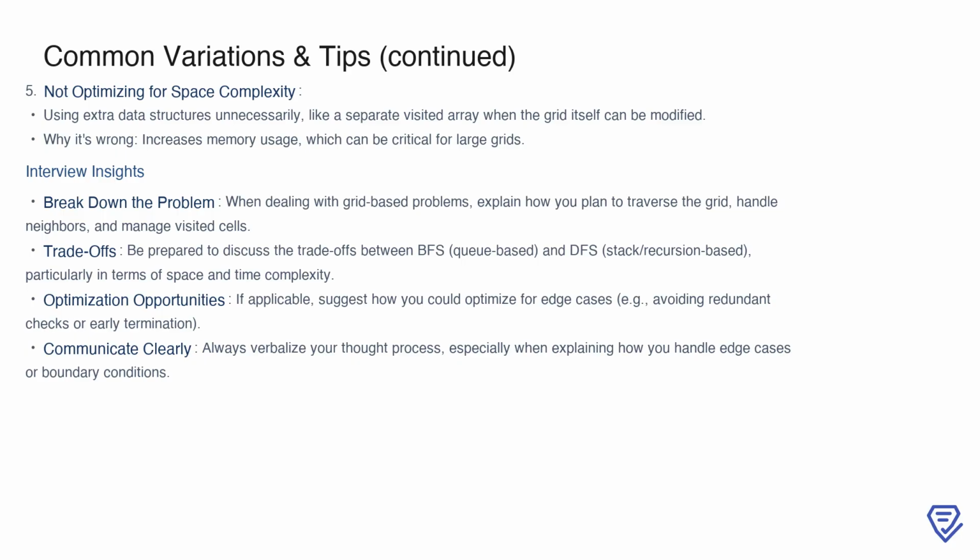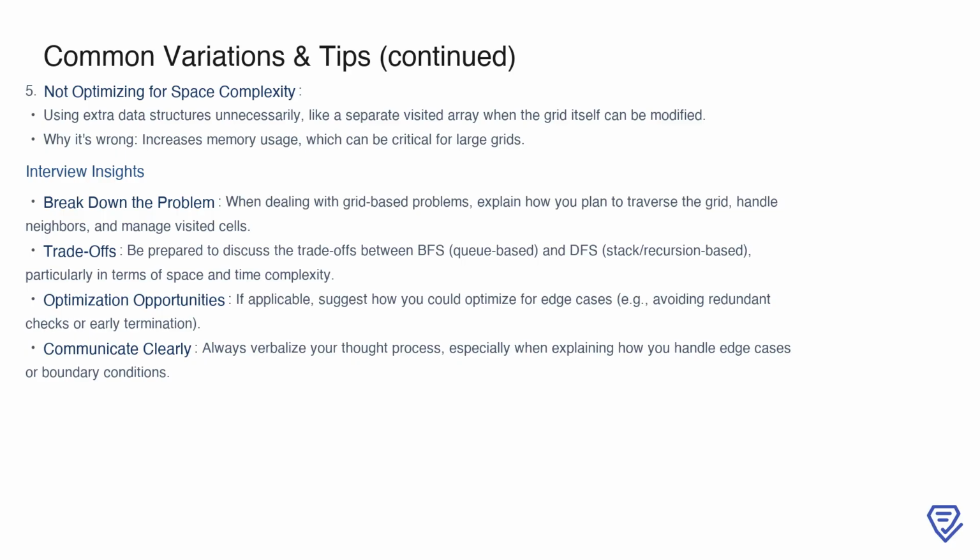Shifting to interview-specific strategies, it's crucial to break down the problem systematically. Explain your plan for traversing the grid, checking neighbors, and managing visited cells. This demonstrates clarity in your approach. Be prepared to discuss trade-offs, such as when to use BFS versus DFS. BFS uses a queue and is level by level, while DFS relies on a stack or recursion. Each has its advantages, and understanding their space and time implications will make you stand out.